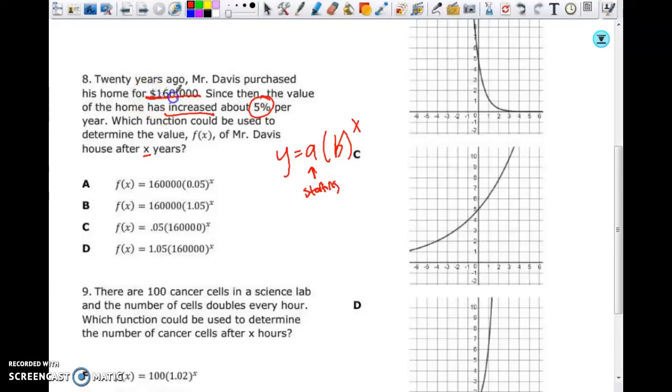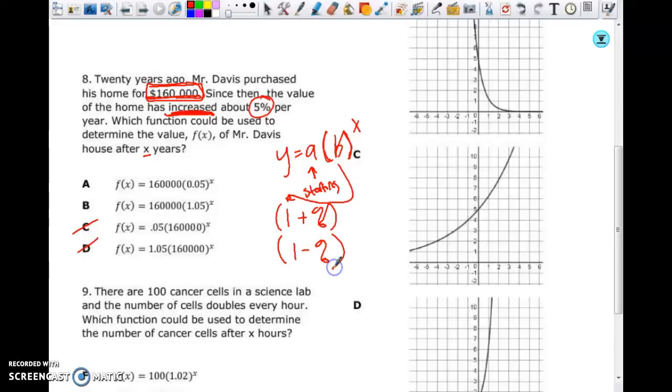So how much did the home start with? How much was its initial value? What was the original price? So you can go ahead and eliminate. Now, please remember the b. The b, everything starts with $1. You're either increasing or decreasing, meaning for b, you're either adding to $1 or you're subtracting.